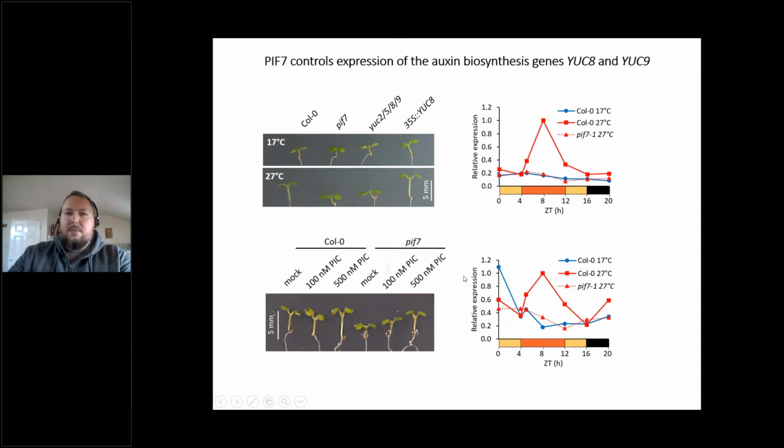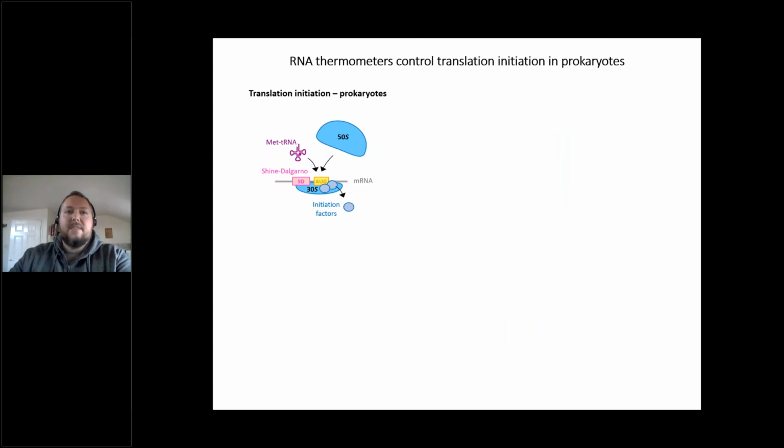So at this point, we had a pretty clear idea of what's going on molecularly downstream of PIF7, but what is happening upstream? So how could temperature possibly affect PIF7 translation? To tackle that question, we actually took a step back and looked at different systems where temperature-controlled regulatory mechanisms for translation are known, and this is mainly in prokaryotes.